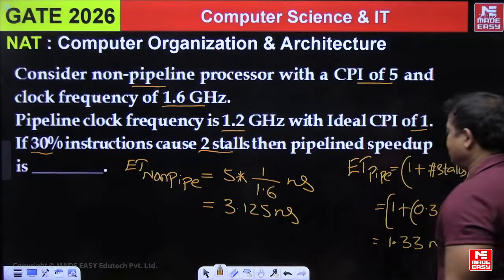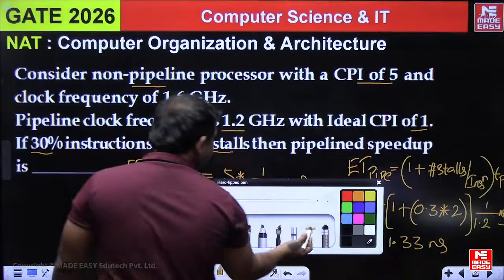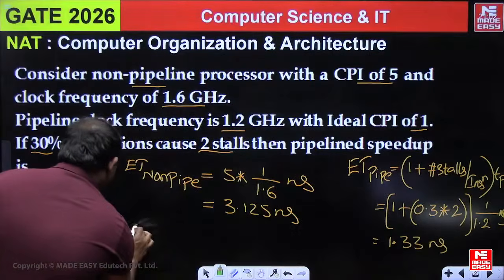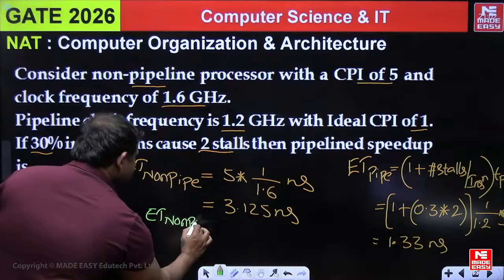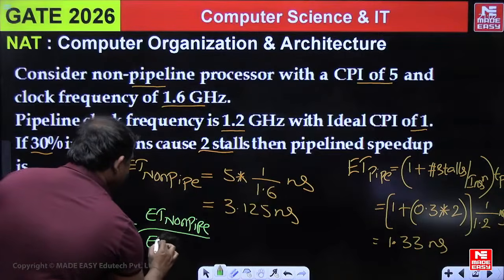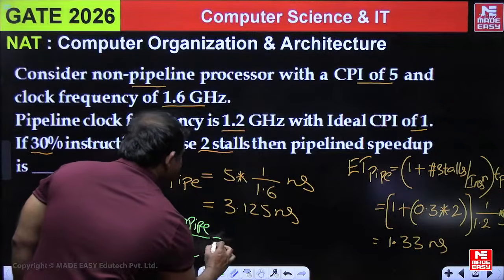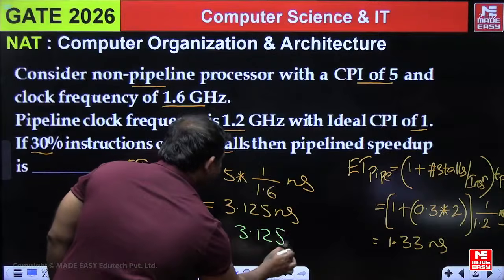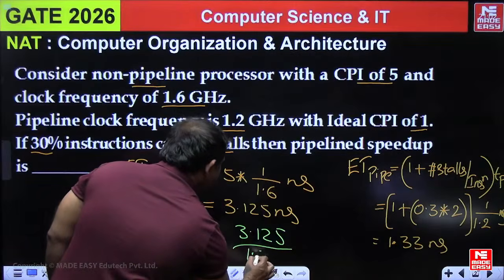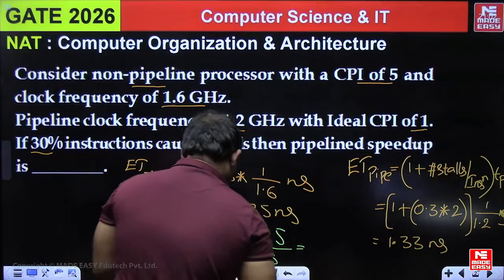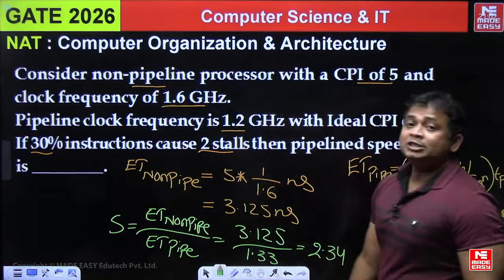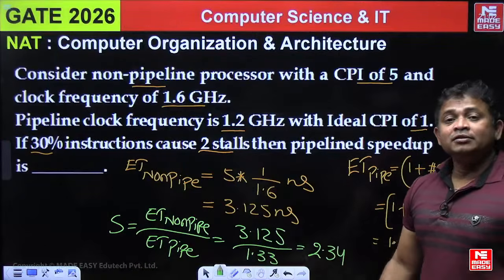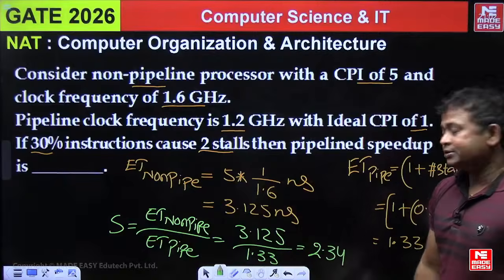Now the speed up formula. What is the speed up formula? S is equal to execution time of non-pipe upon execution time of pipe. So substitution: 3.125 upon 1.33. The computational value is 2.34. This is the pipeline speed up with respect to the given data. Okay students, next.